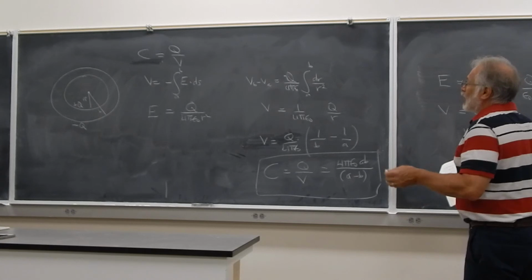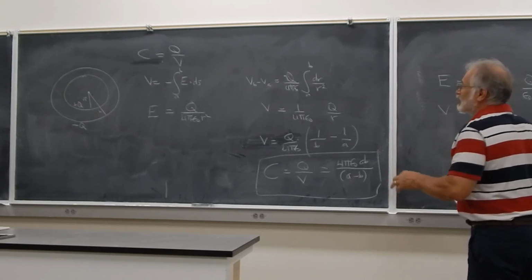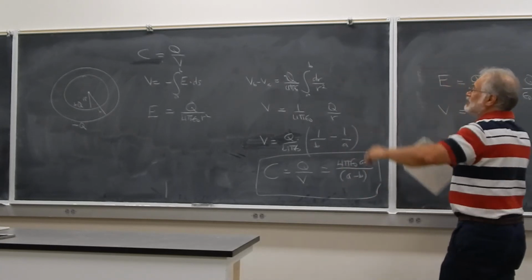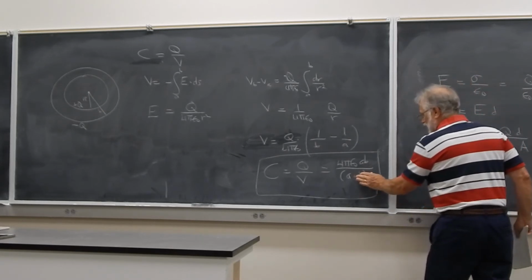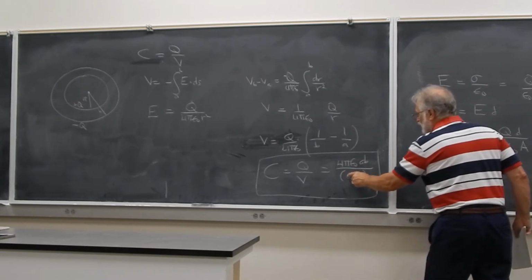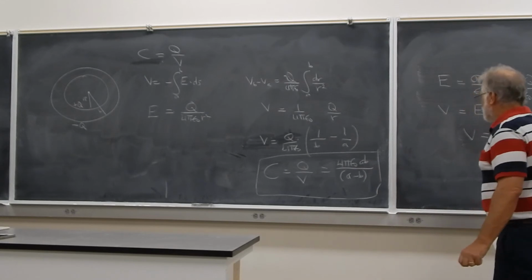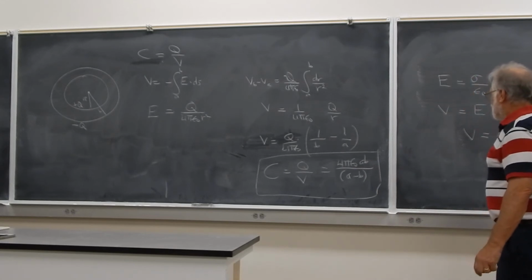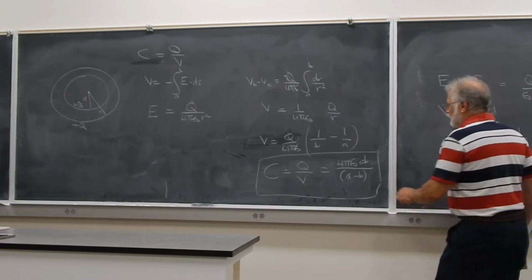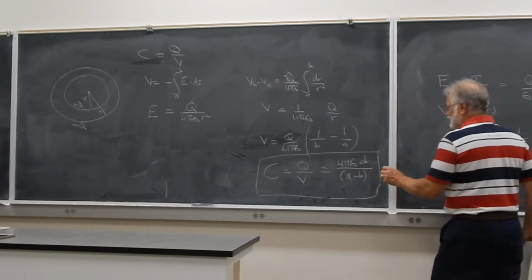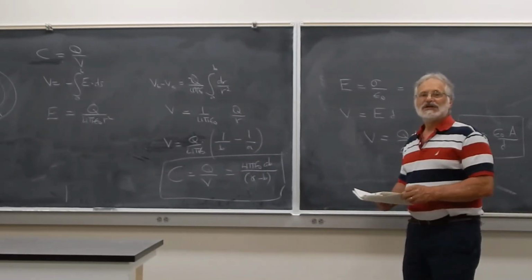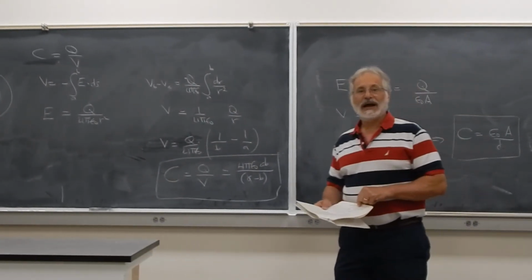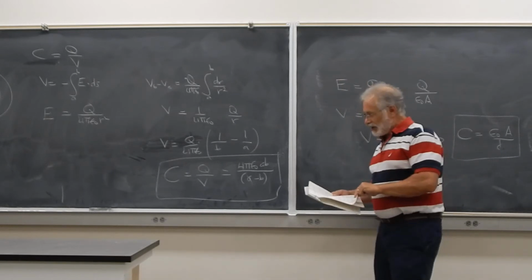By the way, if we wanted to look at just the capacitance for a sphere where the outer sphere was extended to infinity, we could do that. All we would do is remove the B from the denominator, and then we could just cancel the B's. That would be 4 pi epsilon naught times A. So that would be the capacitance for an isolated sphere.